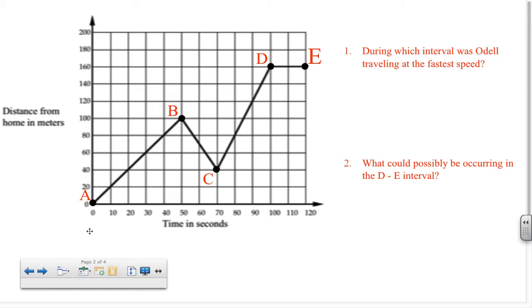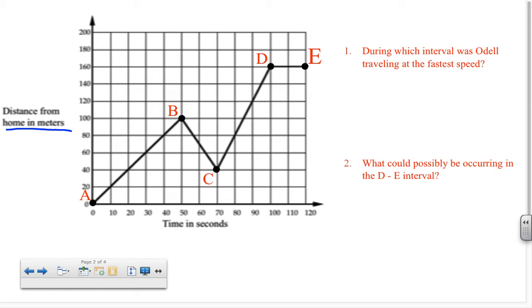So in this case, with this practice question, we're looking at distance from your house in meters. This is someone, let's say, traveling to work. So Odell is going to work. During which interval was he traveling at the fastest speed?